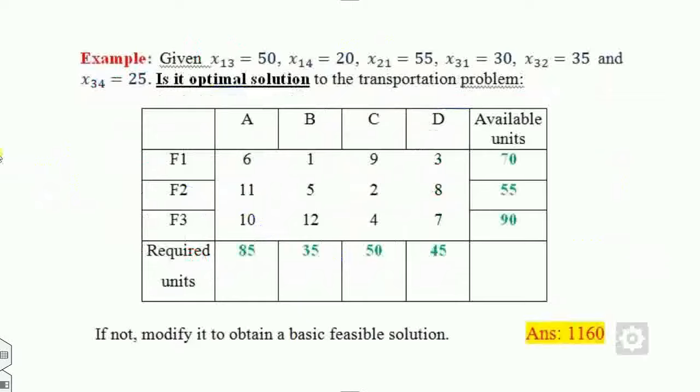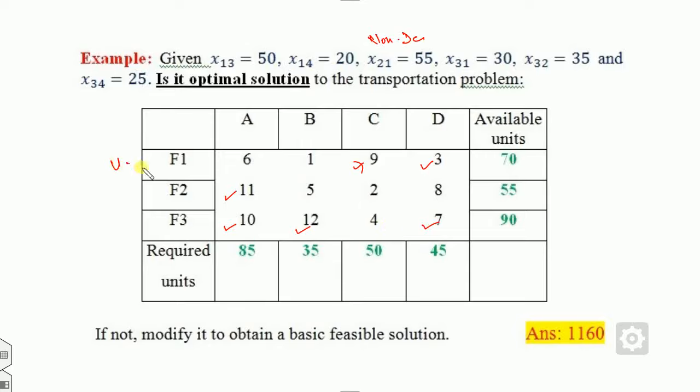And the last type is, some initial solution is given to you, whether obtained by northwest, least cost method, or any arbitrary method. Check whether this is optimal or not. So x13, this value is given to you. x14, this value is given to you. x21, x31, x32, and how many do you need? And x34. So how many do you need? 3 plus 4 minus 1, that is 6. So 4 and 6 are there, it means it is degenerate. So we need 6 allocations.